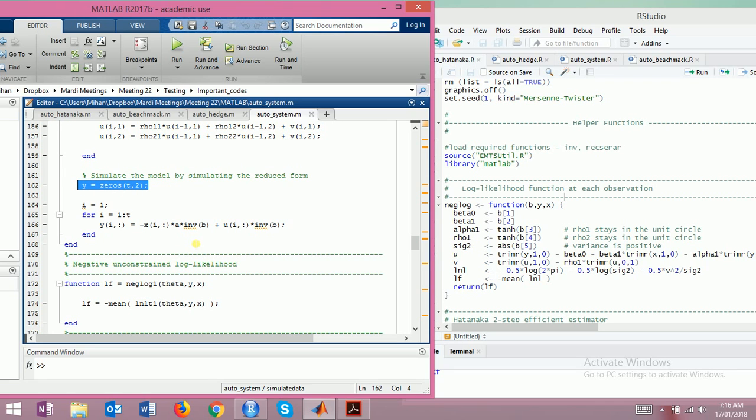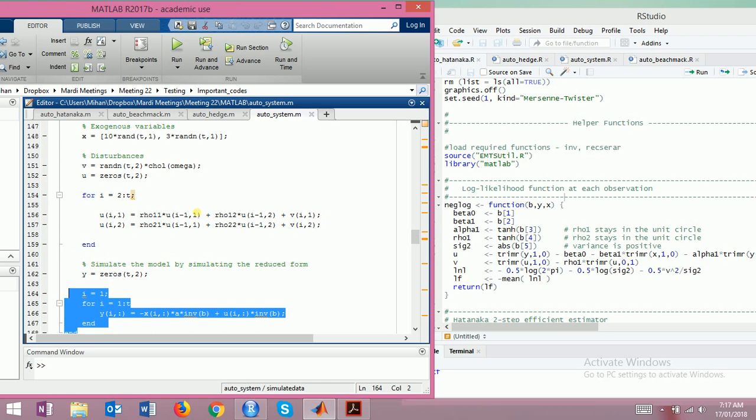yi minus xi in inverse. Okay, minus a by b, if you can remember, minus x plus u by b. The model is being simulated by simulating the reduced form.